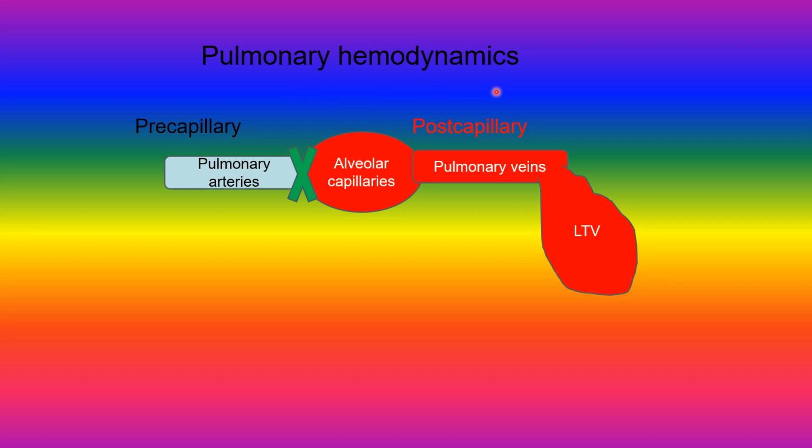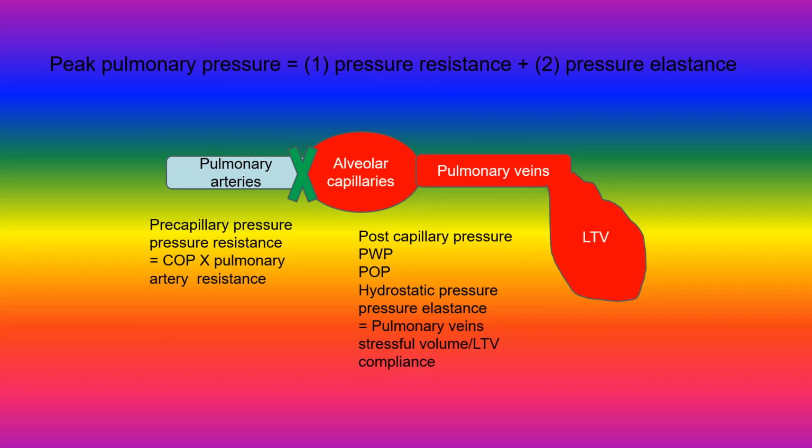The pulmonary hemodynamics. The pulmonary circulation can be divided into two segments. The first one is the precapillary segment, which includes the pulmonary arteries. And the second segment is the post-capillary segment, which includes the pulmonary veins and the left ventricle. The peak pulmonary pressure equals the pressure here in the precapillary segment plus the pressure in the post-capillary segment.